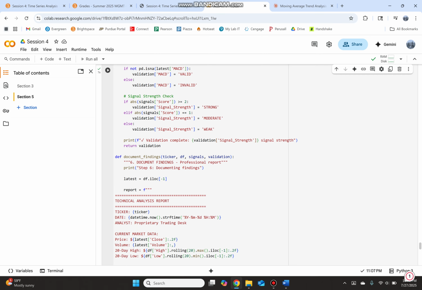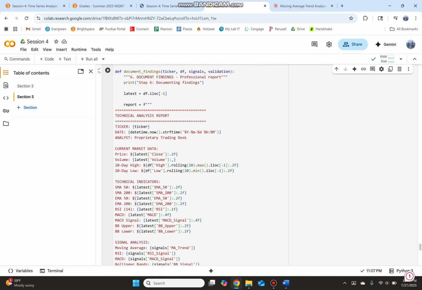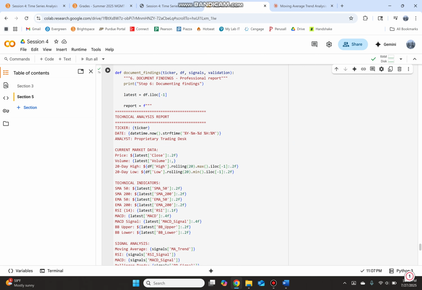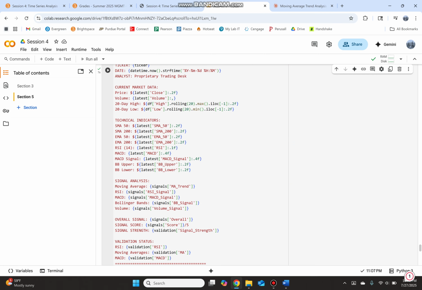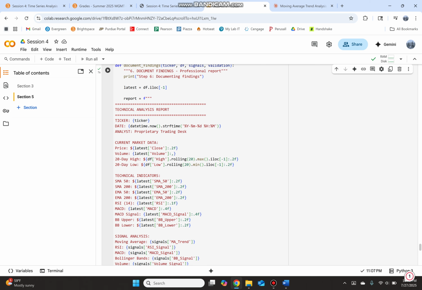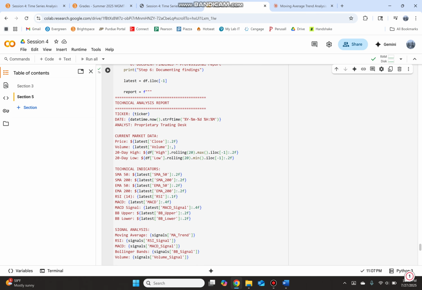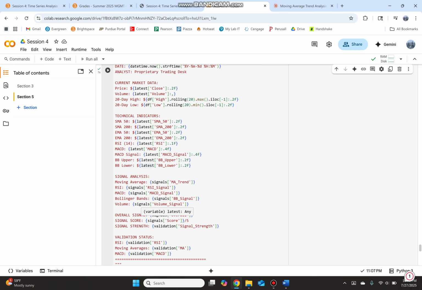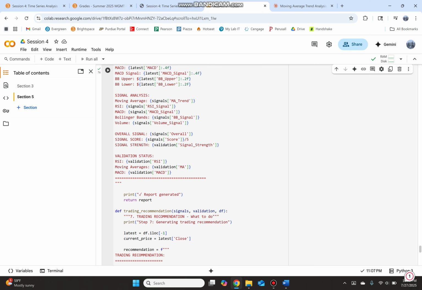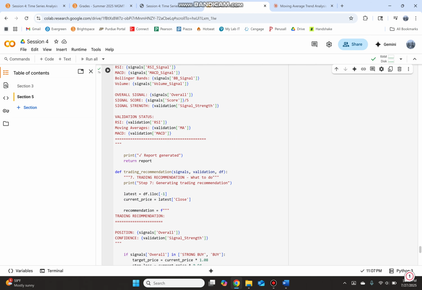Then it comes down here and prints our big report, and it gives us basically everything here. All the red is just the print of what the code is, and then it calls back to the function: the ticker, the date, the latest close, volume, the latest high and low, our SMA moving averages, our RSIs, our MACDs, and our Bollinger Bands, and then our actual analysis on the score and the signal, and our validation.